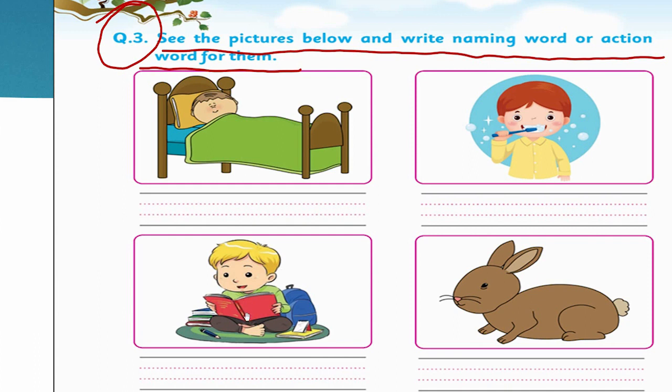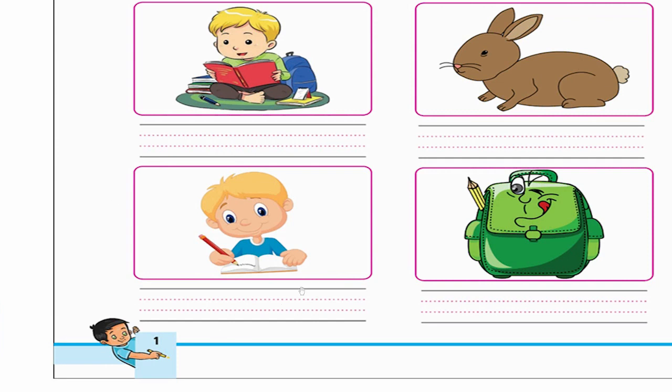This boy is trying to do what you are doing right now. So there is a word for it. I will not say it. Let's see how are you going to do it. This animal, I hope you know what is the name of this animal. This boy is also doing something. There will be an action word here. And this is an object you take with you to school or you keep your books inside it. There's a name for this object, which is your task you have to do.